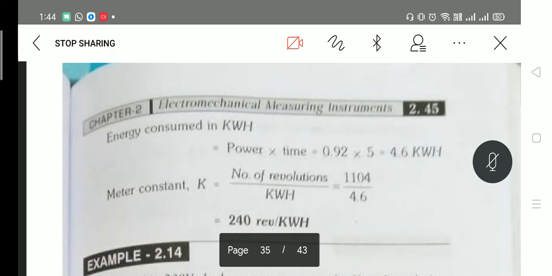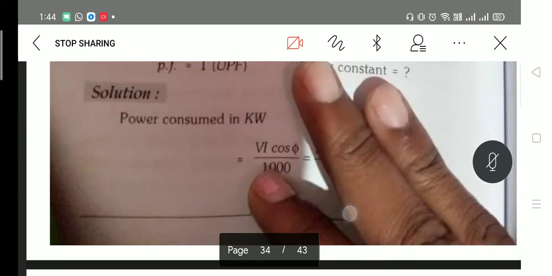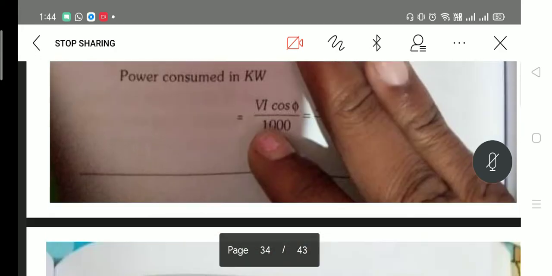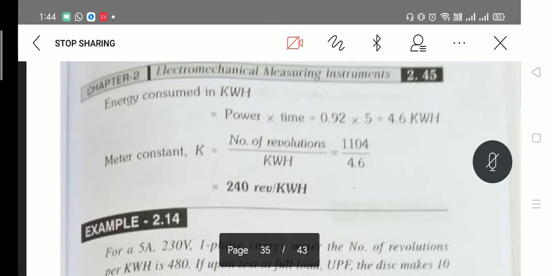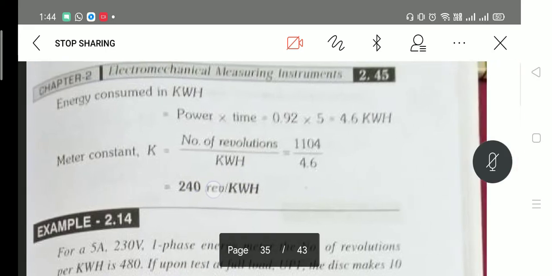K is equal to number of revolutions by kilowatt hour. The number of revolutions given is 1104. So 1104 by 4.6 kilowatt hour. The meter constant is 240 revolutions per kilowatt hour. This is the first problem.